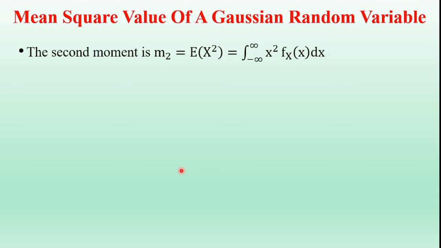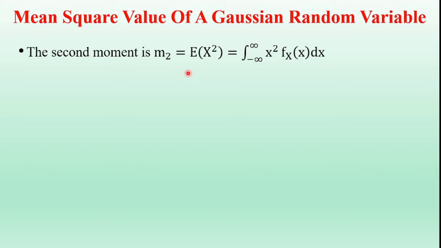In this video, I am going to derive the mean square value of a Gaussian random variable. In my previous video, we derived the mean value of a Gaussian random variable. So we know that the second moment of a random variable is given by the expectation of x square, which is equal to the integral from minus infinity to infinity of x square into fx of x dx. This expectation of x square is also denoted as M suffix 2, the second moment of the random variable.